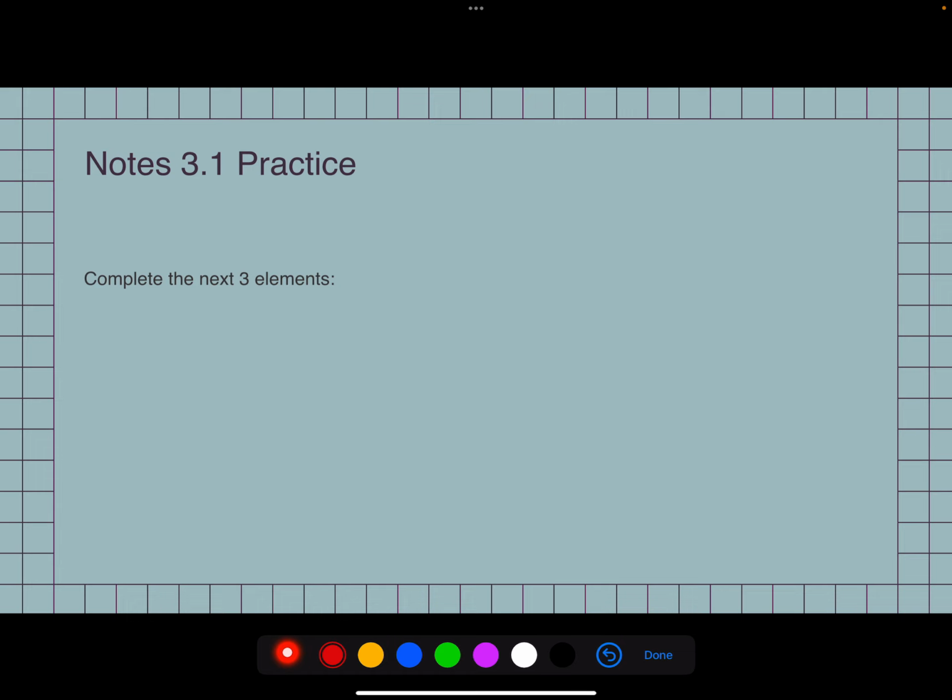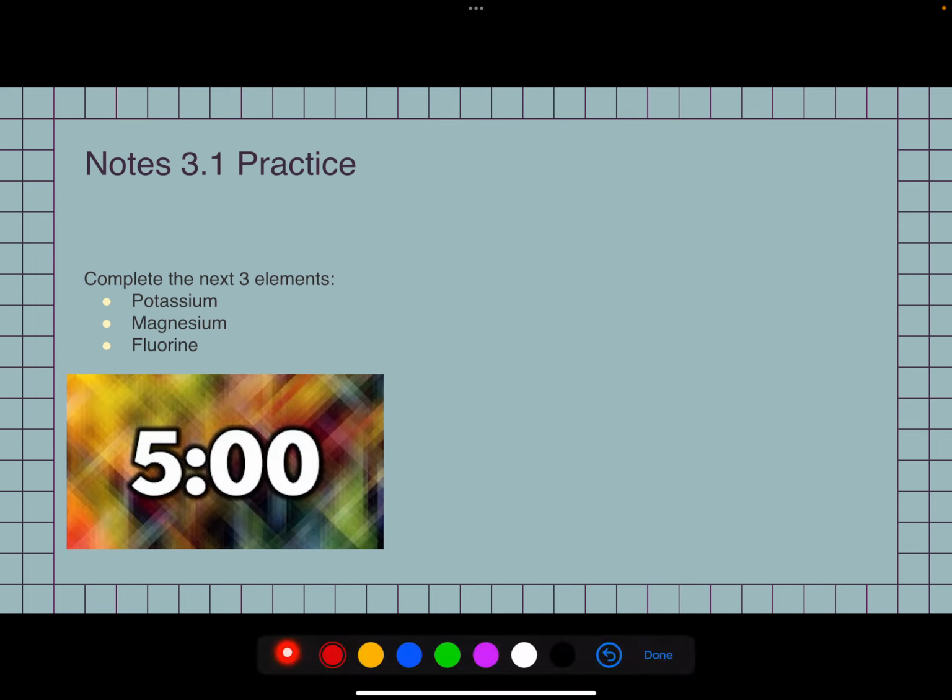So complete the next 3 elements on your own. You're going to be doing potassium, magnesium, and fluorine. She'll give you a 5-minute timer to do so, okay? And then she'll resume the video, and then you're going to go over your answers and double check them, okay? Now, please take the time to double check them, all right?